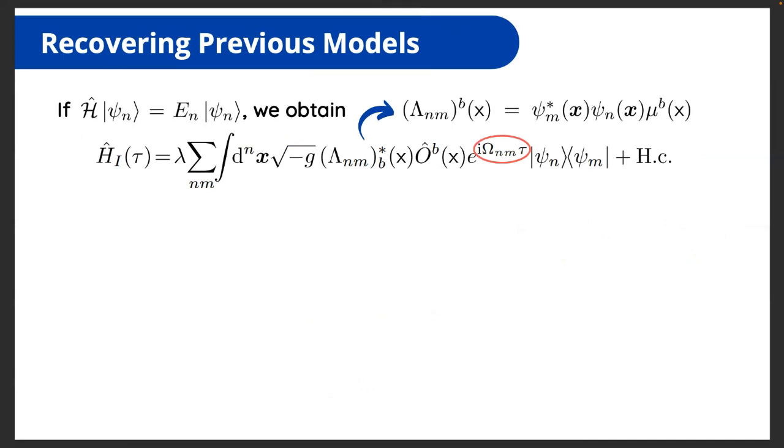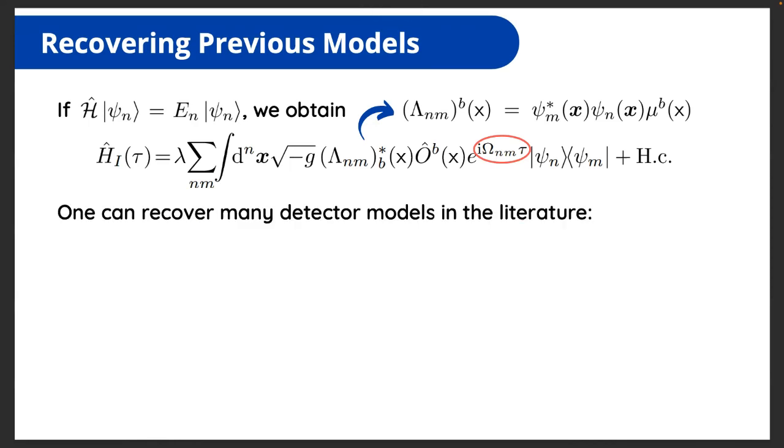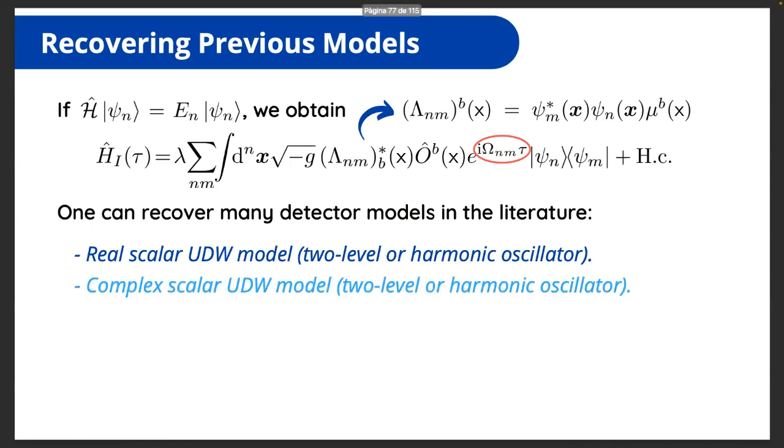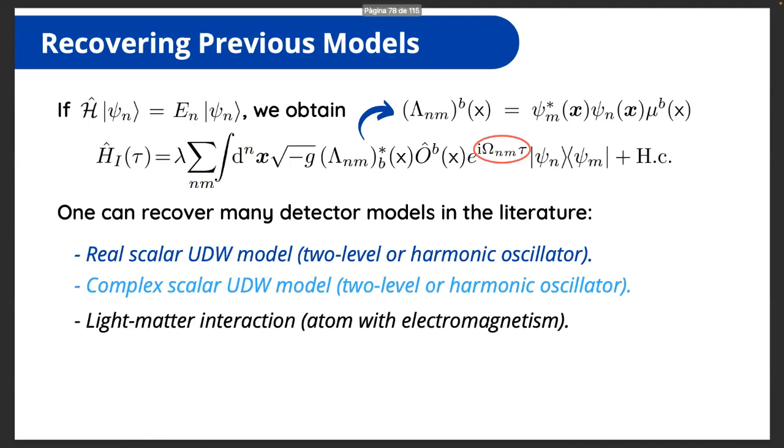And this lambda here is a space-times mirroring tensor, which is given by the product of the wave functions of the detector with this generalized monopole moment. But this interaction Hamiltonian here, with the suitable choice of space-times mirroring functions and operator that it couples to, can effectively recover, for instance, the real scalar UDW model, which is the simplest particle detector model that we have, or the complex scalar UDW model, or even the light matter interaction. If you consider an atom in curved spacetimes interacting with the electromagnetic field, this can also be recovered by this.